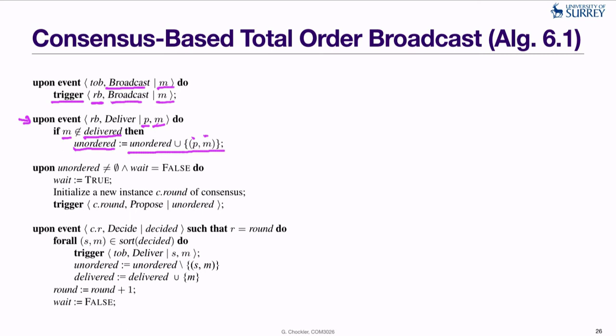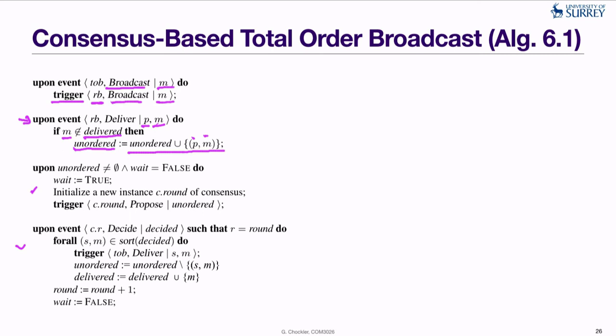And we need to remember the sender of M in order to be able to reconstruct it whenever we eventually deliver M. This is because the interface requires us to also supply the identity of the sender. Now, the next two handlers are the most important ones. So this one and this one. They are actually the heart of the algorithm.